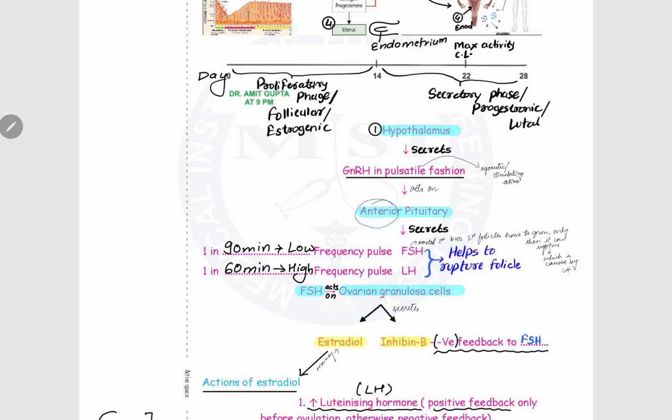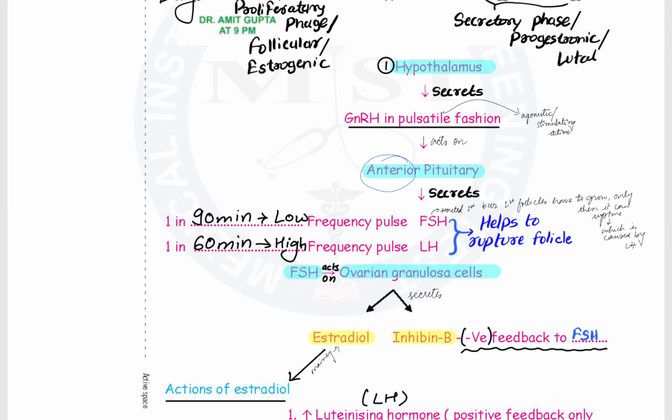FSH is secreted once in 90 minutes, so it is a low frequency pulse, and LH is secreted once in 60 minutes, so it is a high frequency pulse. We can also learn this because LH is particularly required to rupture the follicles, right? FSH helps in growing the follicle, but for the rupture, LH is required, so you need a high frequency pulse. Just a way to learn. And which is secreted first? FSH, because we need the follicles to grow first, only then can they rupture.